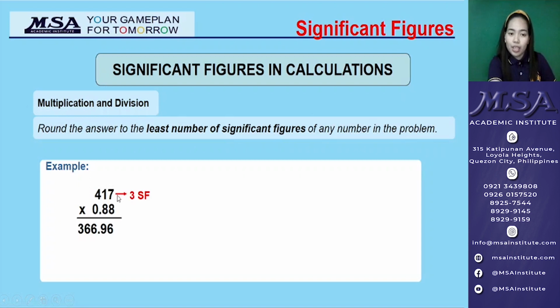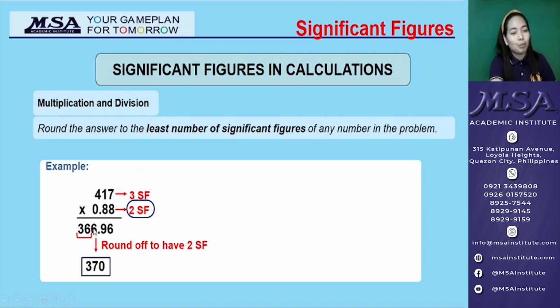But since this one has three significant figures and this one has two significant figures, the final answer should have at least two significant figures. Now, let's consider the second significant figure, and this is where we round off. Take a look at the next number. If it is 4 and below, we will retain the 6, but if it is 5 and above, we will round this one up. Since this one is 6, it will become 370.